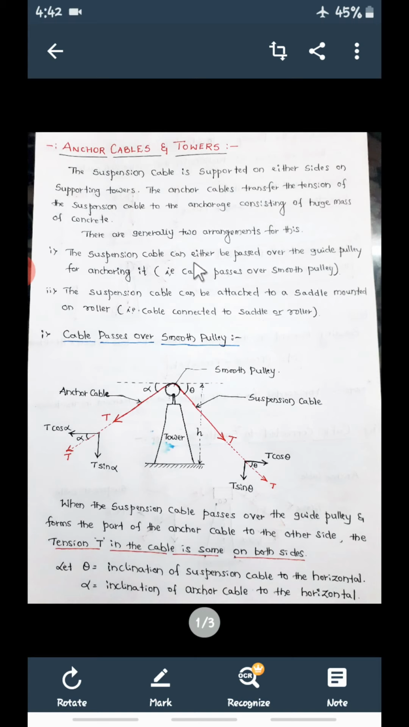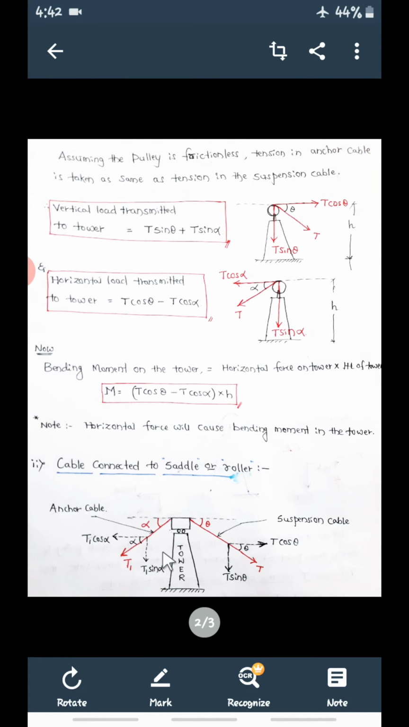that is a smooth pulley. The second way is that the suspension cable can be attached to a saddle mounted on rollers. You can see the cable connected to the saddle. Here the same tower will be there. This is the suspension cable and this is the anchor cable, but here the pulley will not be there. This arrangement is called a saddle, which is mounted on the rollers. Over the tower, rollers will be there, and over the rollers a saddle will be there, and each end of the saddle is connected with the suspension cable and the anchor cable.